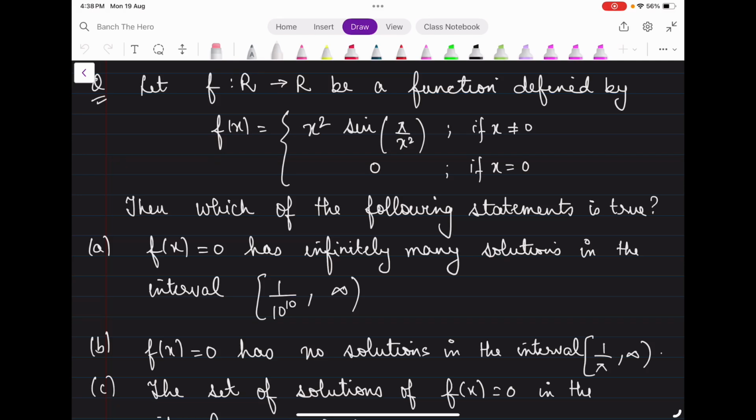Now in this video lecture, we are going to discuss a very important question that has recently come in JEE Advanced. The question is, let f of x be a function defined as follows. So f of x is defined as, whenever x is non-zero, x square into sine pi by x square, and when x is equal to 0, f of x is equal to 0. Then we have to tell which of the following statements is true.